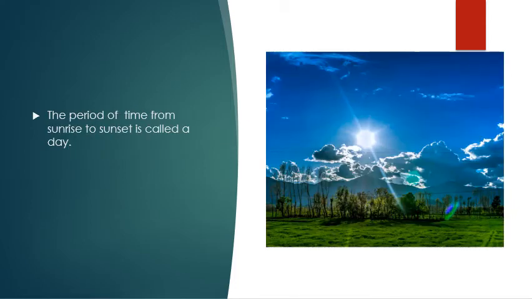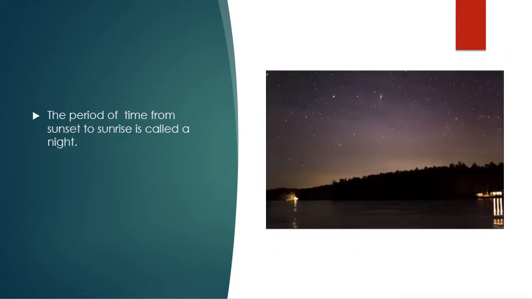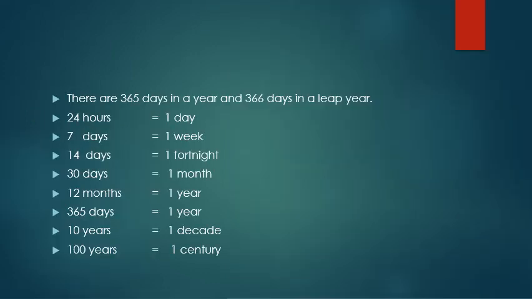The period of time from sunrise to sunset is called a day. From the morning when the sun rises until the evening when the sun sets, it is called day. The period of time from sunset to sunrise is called a night. There are 365 days in a year and 366 days in a leap year.